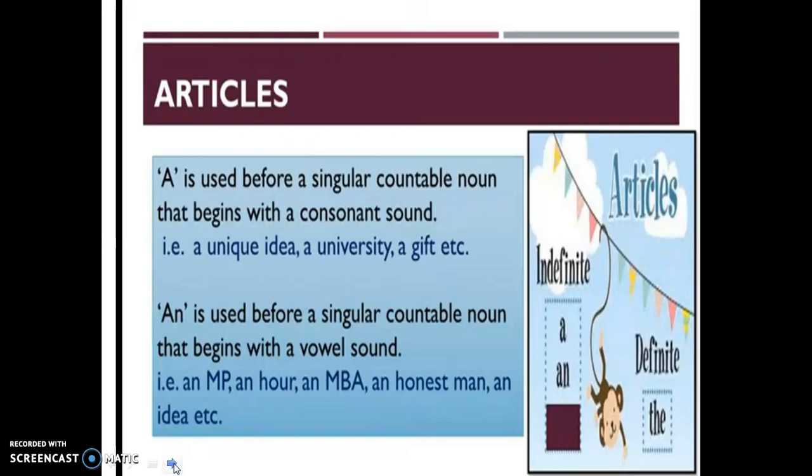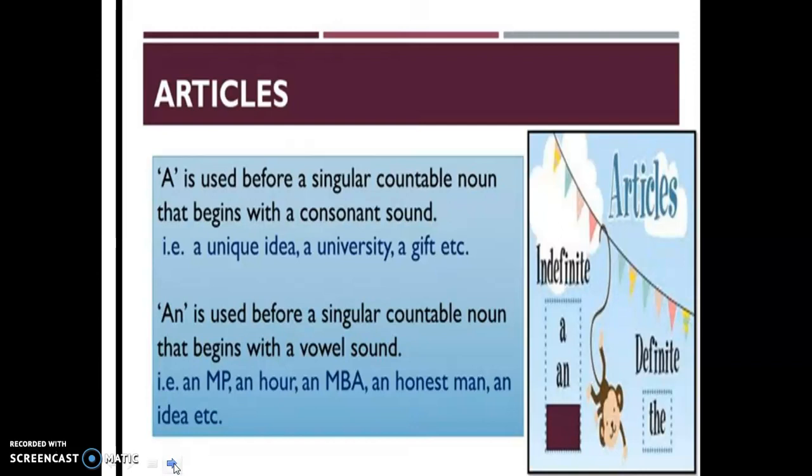Articles. The indefinite article a is used before a singular countable noun that begins with a consonant sound. For example, a unique idea, a university, a gift. As you see in our example, unique, the first letter is a vowel, but the sound is a consonant. As you see, we write it as unique, but our transcription will be unique with the letter Y.